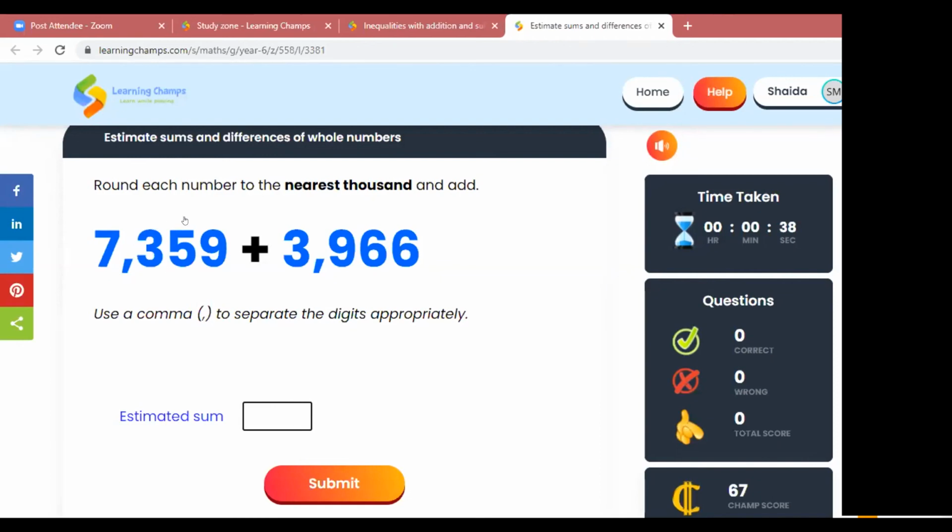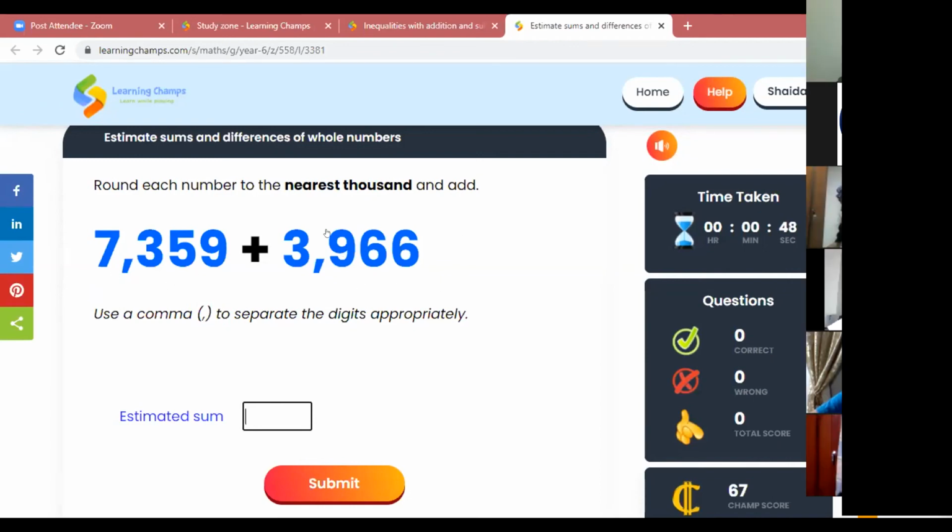7,359. 359 is less than 500, so we round it to 7,000. And here, 966 is more than 500, so we consider it as 4,000. 7,000 plus 4,000 equals 11,000. So you put 11 and don't forget to put the comma.